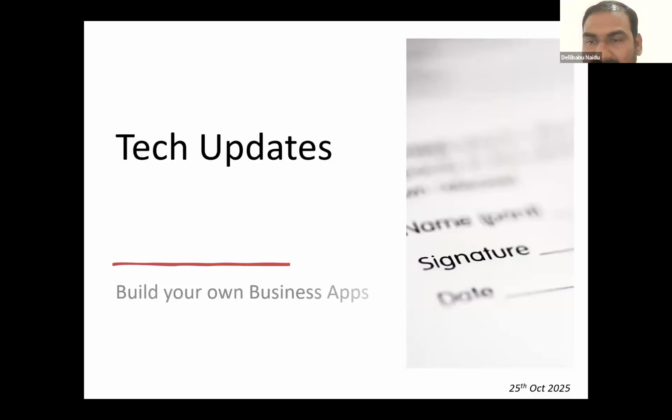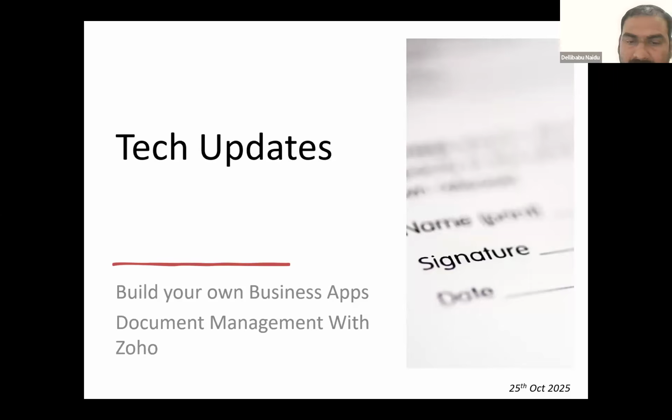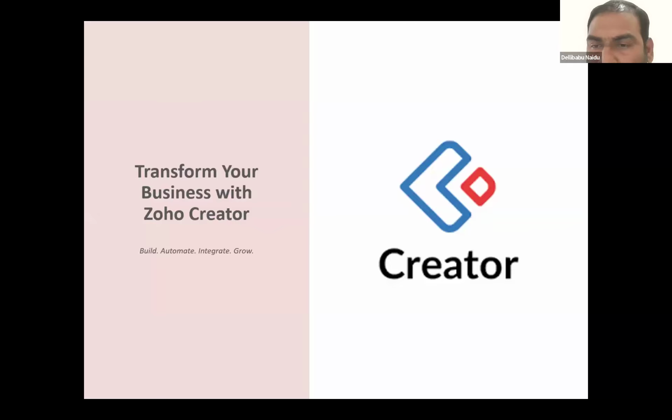As part of today's second session of tech updates, as mentioned, we are taking Zoho applications. From Zoho applications, we are trying to show two important applications to automate your business. Number one, Zoho Creator. Number two, Zoho Contracts. Here, number one, Zoho Creator.